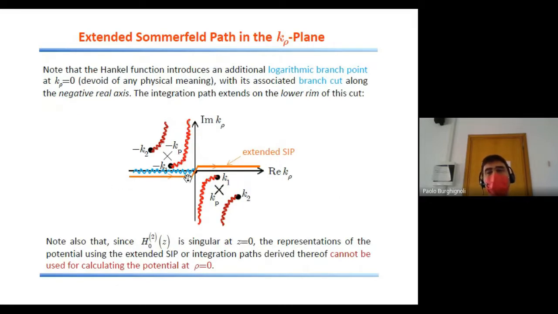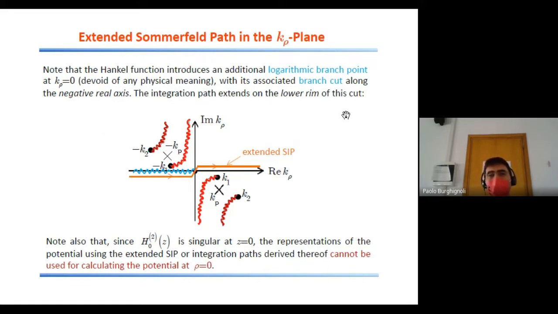So this is the so-called extended Sommerfeld integration path, in addition to the branch points, branch cuts, and pole singularities already described. I have also included this blue wiggly line, that is a branch cut, an additional branch cut associated with the branch point at the origin that is introduced by the Hankel functions, because the Hankel functions, differently from the Bessel functions, are not entire functions in the complex plane, but they are multivalued functions. They have a logarithmic singularity with a branch point, a logarithmic branch point at the origin. So therefore, we need to introduce branch cuts. The standard way to do that is to choose a branch cut along the negative real axis. And the extended Sommerfeld integration path now runs on the lower rim of this additional branch cut. Note that this branch point and branch cut have no physical meaning.